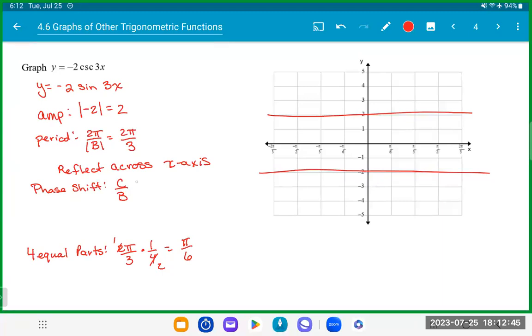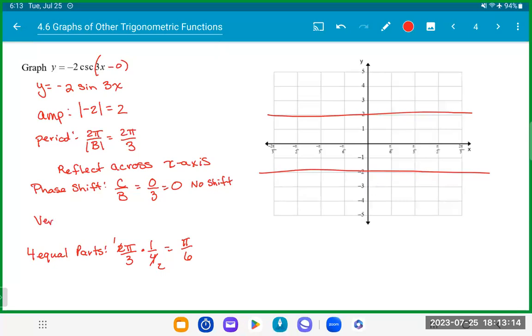In this case, my C is, I don't have anything out here, right? This is just -0 if I had the parentheses here. So that is 0 over B, which is 3. So my phase shift is none. So that means I'm not shifting left or right. So this really just tells me no shift.